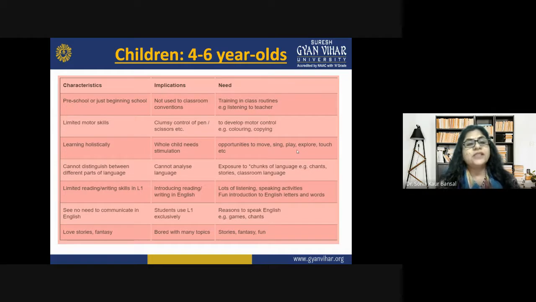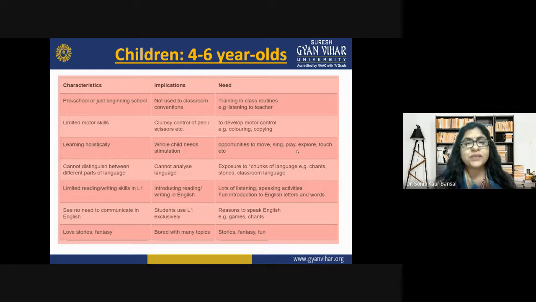All right, now this is the time when the child shows his love for stories and fantasies. The children love listening to stories, and they get bored with many topics. So this is the implication for the teacher: when we are teaching them in a plain, monotonous way, they will not learn anything. So the learning methodology should involve stories, fantasies, and fun activities, which will really enhance their development in all the four areas we have discussed: physical, mental, social, and emotional.